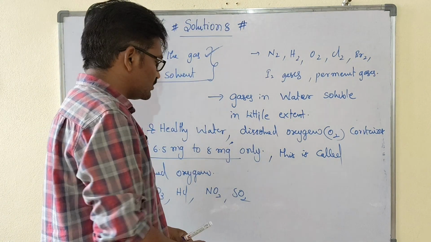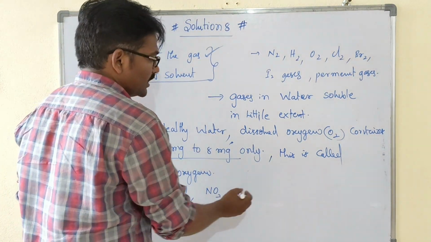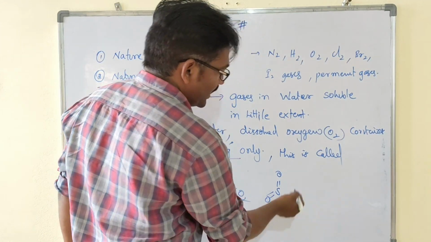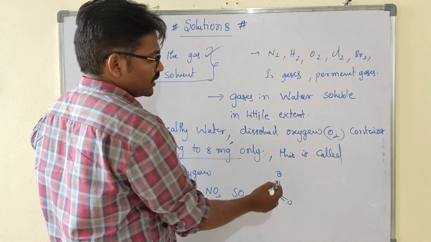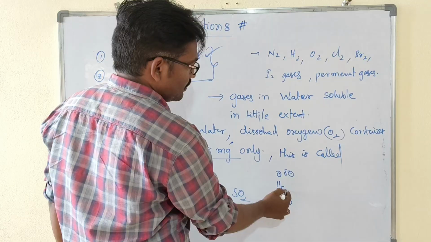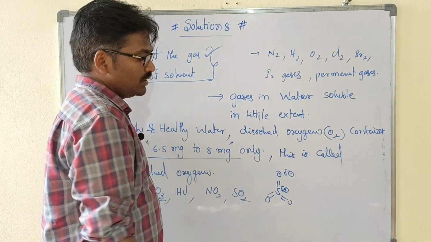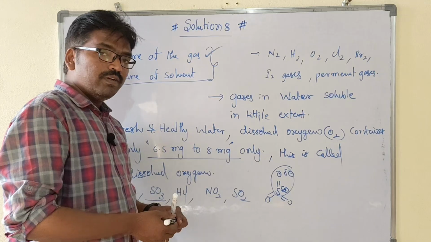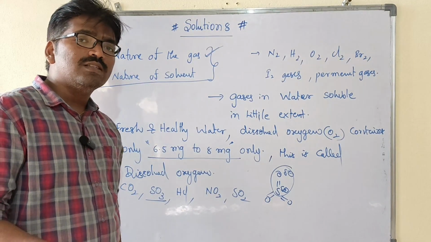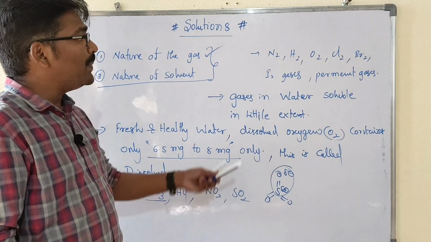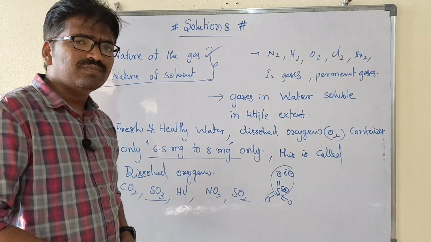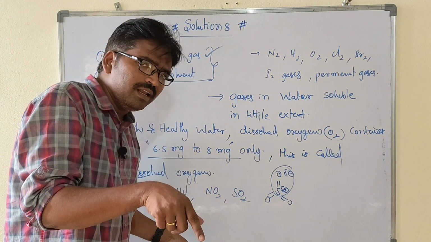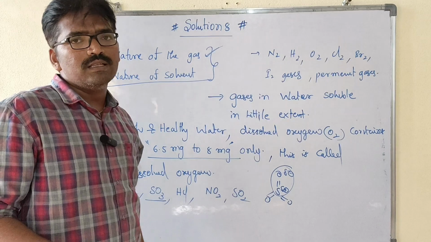Some other gases also are there, such as SO3 gas. Double bond O, double bond O, double bond O. Polarity will be present. Here partially negative charge, here partially positive charge is there. Even in this case also polarity will be present. So where the polarity is there, those are more soluble when compared to the permanent gases. The solubility of polar gases is more in water when compared to the permanent gases.